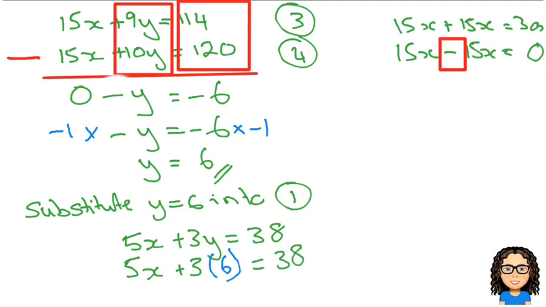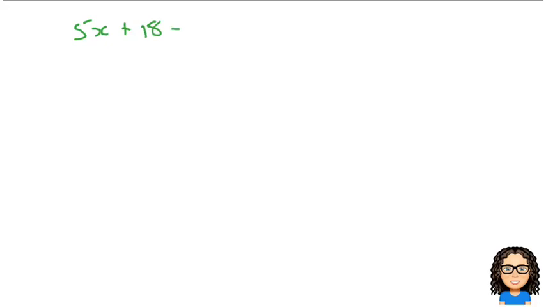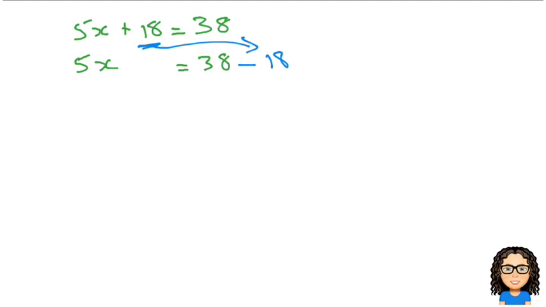Okay, so now we want to finish solving that. So that's going to give me 5x plus 3 times 6 is 18 equals 38. Okay, so I'm going to leave my 5x alone, and leave the equals 38 alone, and I'm going to move that positive 18 across to the other side, and it's going to become minus 18. So that's going to give me 5x equals, and 38 take away 18 is 20.